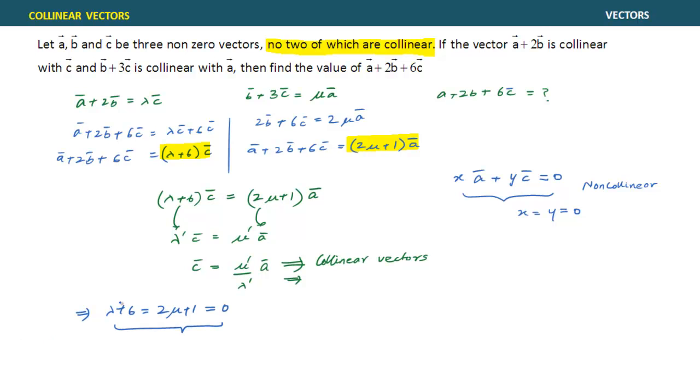Now, if we just put the values of lambda plus 6 here, then what is the answer? Yes, absolutely. So the answer here will become 0. The answer here will also become 0. So the answer that we were trying to find is 0. This is the particular answer to this problem. Just go through the question once again. It's a beautiful concept to understand how collinear and non-collinear work in the same question.